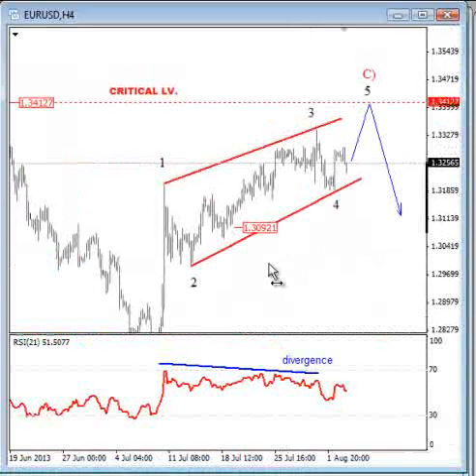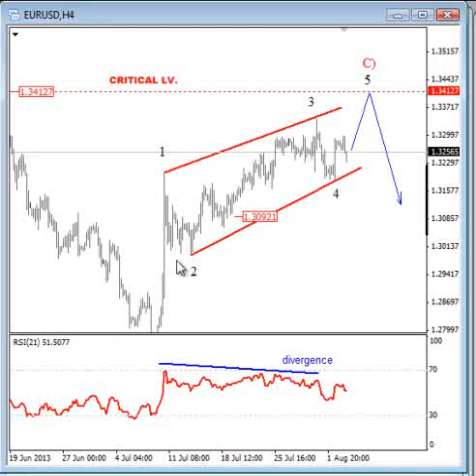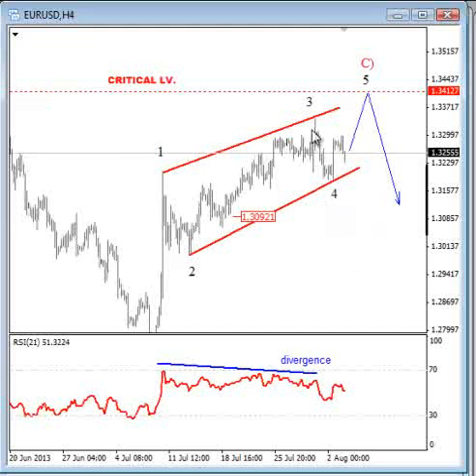Now on the euro dollar 4-hour chart, I'm tracking this ending diagonal placed in wave C. We have seen a sharp pullback to the downside last week, which made an overlap with this swing high. So I think that this is an ending diagonal in progress. Ending diagonals are reversal patterns, and usually when an ending diagonal occurs you will typically see a divergence on the RSI.